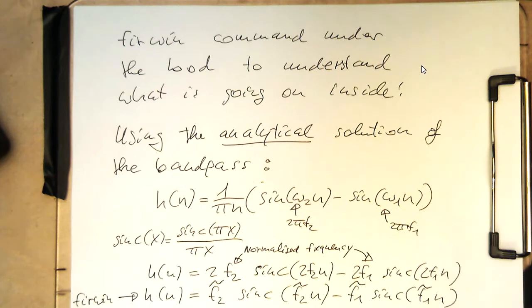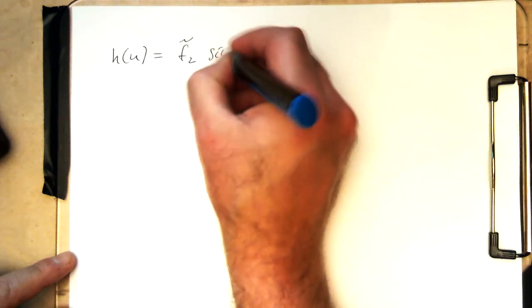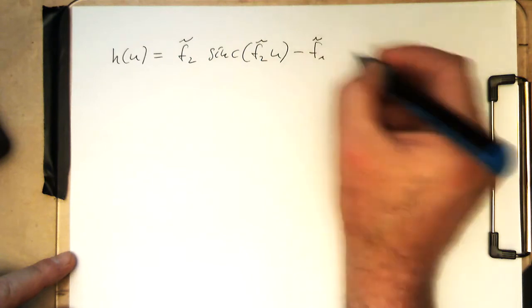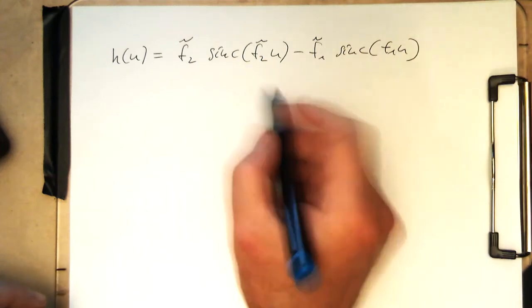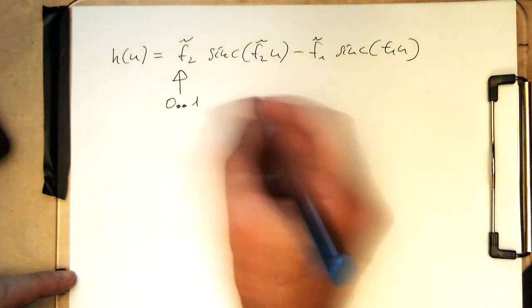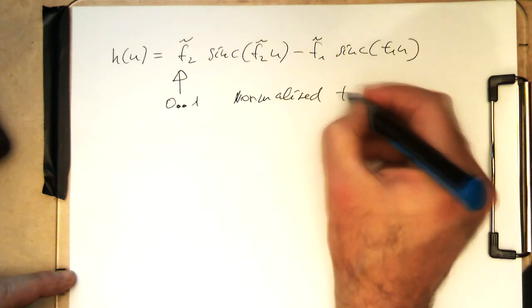And also that one here. So the f2 here and f1 are normalized to Nyquist. So they are allowed to run from 0 to 1 and not just from 0 to 0.5. So that was a bit squeezed here. So FIR win is using essentially f2 tilde sync of f2 tilde n, and then minus f1 tilde sync of f1 n. Obviously it looks nicer because there's no factor 2 in it, but that one here runs from 0 to 1, and so that's normalized to Nyquist.